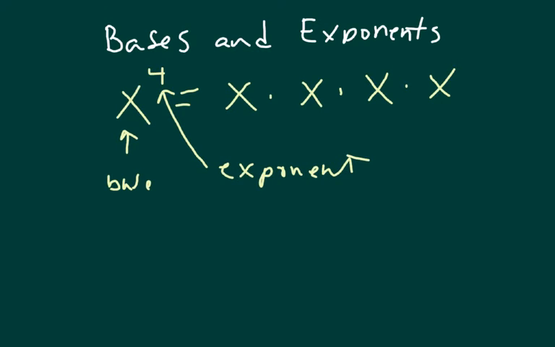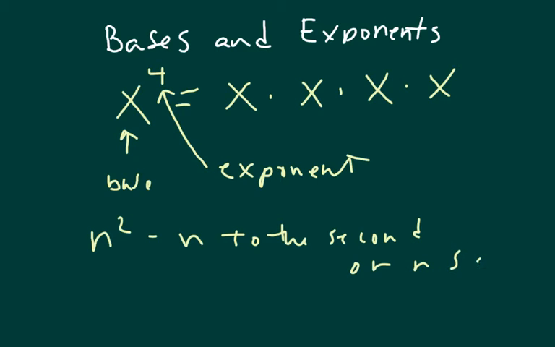We can read this as n to the 2nd power, or n squared. The number 2 can be read as squared, n to the 2nd, or n squared. And if you have something to the 3rd power, you can say a to the 3rd, or a cubed. But again, a would be the base, and 3 would be the exponent.